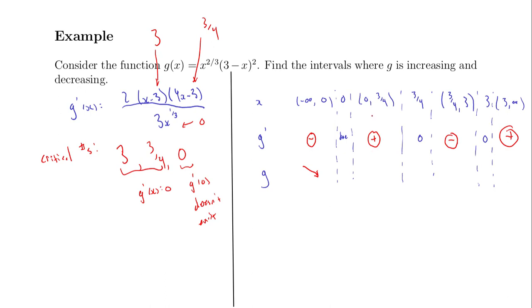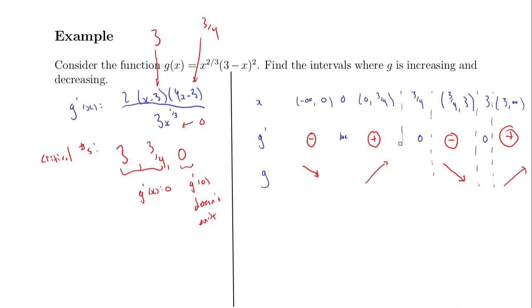And now suddenly on this interval from 0 to 3/4, our function is increasing. From 3/4 to 3, our derivative is negative, and so our function is decreasing. And then lastly, our derivative is positive, and so our function is increasing again. So normally, I'll end up just with something that looks kind of like this.